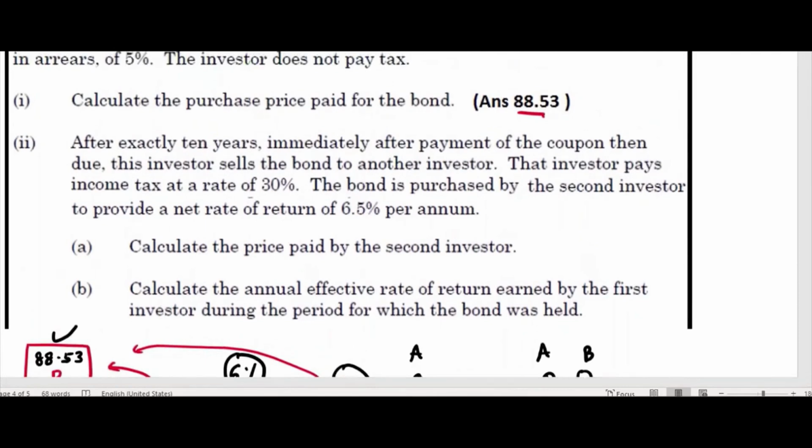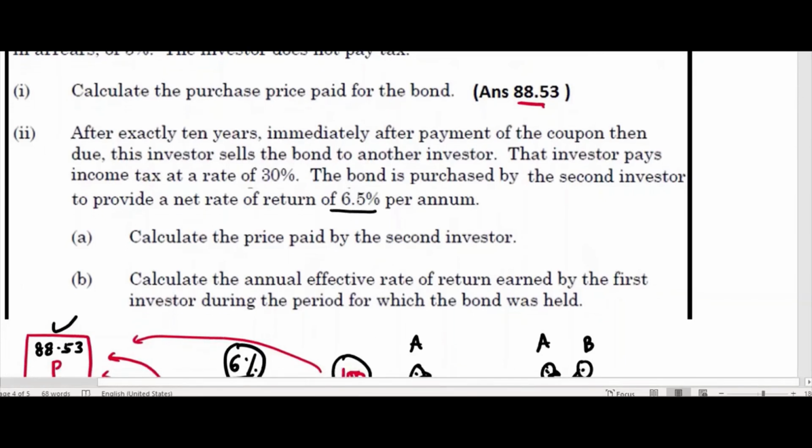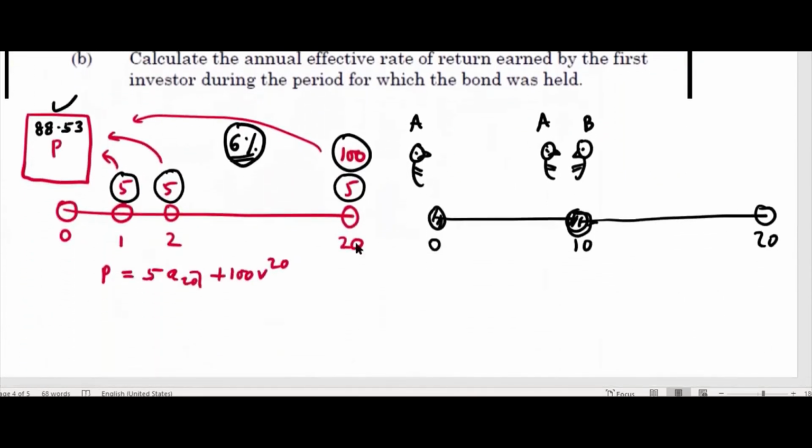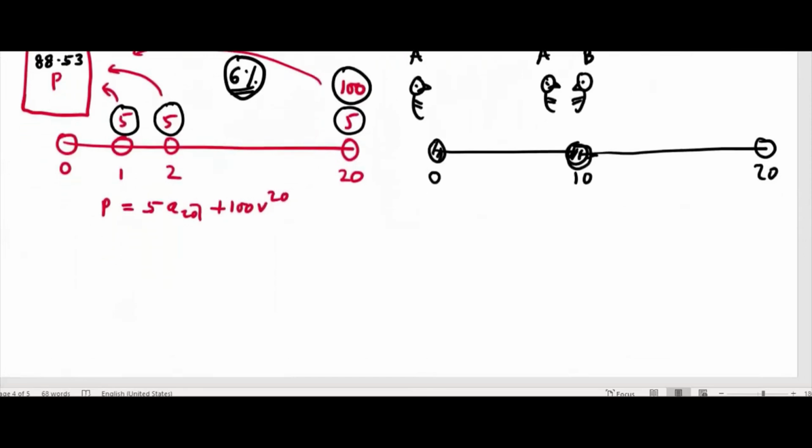After exactly 10 years, immediately after the payment of the coupon, this investor sells the bond to another investor B. That investor pays income tax at a rate of 30% and wants a net return of 6.5%. So A is not paying income tax, but B is paying income tax. Now we'll see both separately.